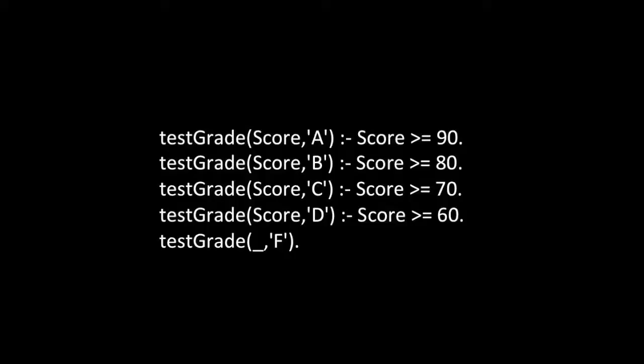We can do the same thing for C and D. And finally, if the score is not greater than or equal to even 60, then no matter what the score is, and that means the underbar there, that matches anything, it's an anonymous variable, then the grade for that test score will be F. And of course, nobody in this class is going to be anywhere close to that, so with any luck, that one is never going to get executed.